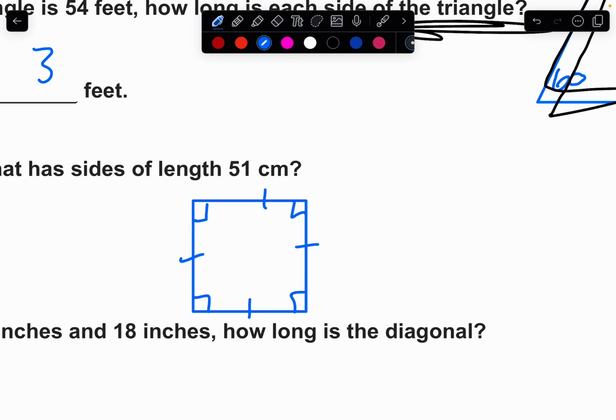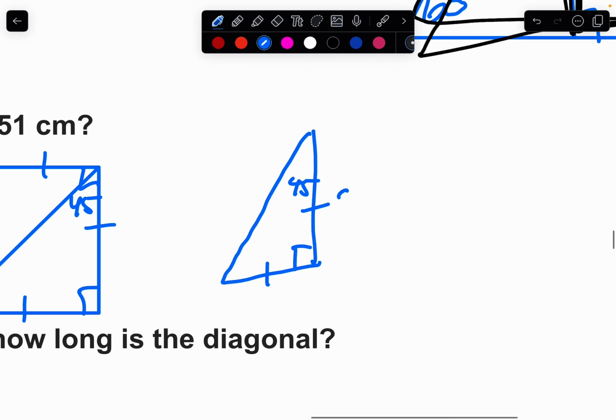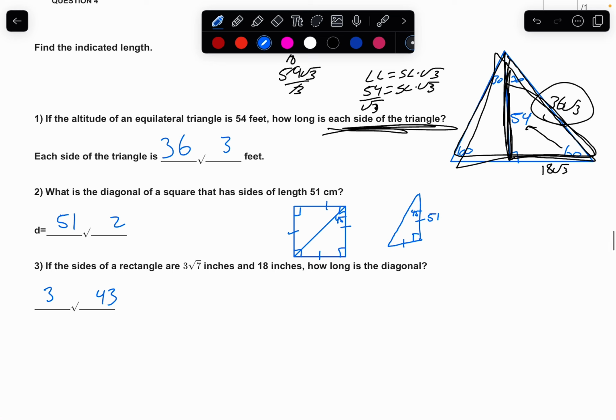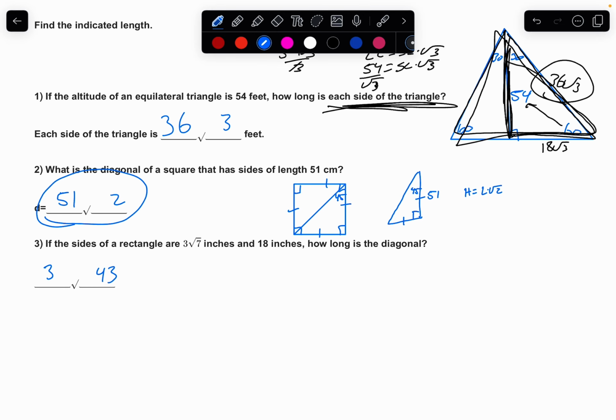That's a square. So when you draw the diagonal of a square, what you end up with is a 45, 45, 90. These would be 45s. And they said that the square has side lengths of 51. So how long is the diagonal? What is the rule? Well, if it's a 45, 45, 90, the hypotenuse equals the leg times root 2. So it would just be the leg, 51, times root 2.